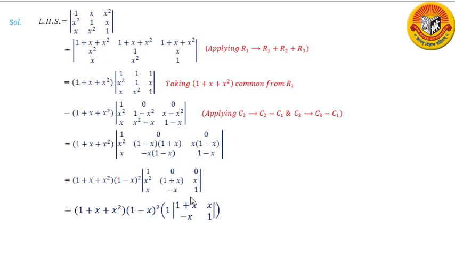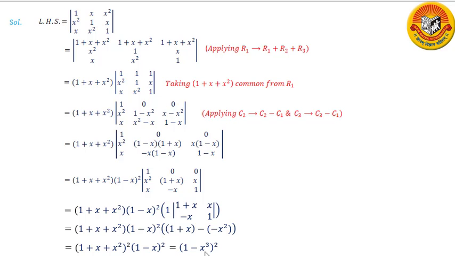Now I have 2 zeros in the first row, so it is easy to expand along the first row. After expanding along the first row, I am getting 1 plus x plus x square. Here it is 1 plus x plus x square, and this bracket is again 1 plus x plus x square. So I will get (1 plus x plus x square) the whole square into (1 minus x) the whole square. So this can be written as (1 minus x cube) the whole square. You can write one step in between, which is (1 plus x plus x square) into (1 minus x) the whole square, and that will give you (1 minus x cube) the whole square, which is our required right hand side.